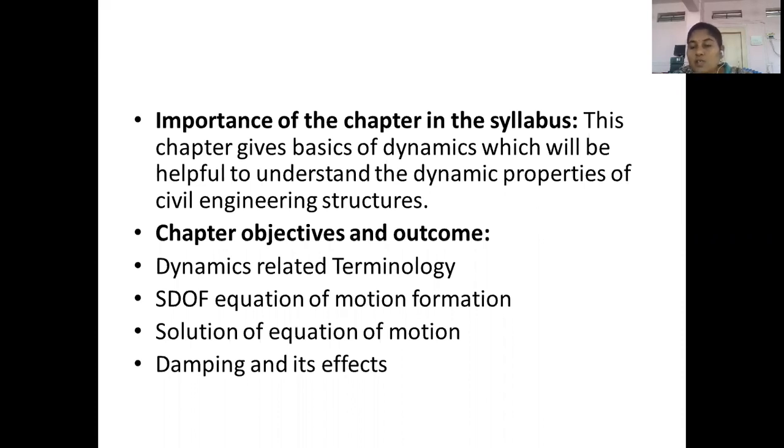Based on free vibration and forced vibration, again with damper and without damper, there are equations of motion included, and their solutions and equations we have to find from this unit number two only. And the last one is damping. What is damping and what is its effect? That parameter also we have to learn from this unit number two.